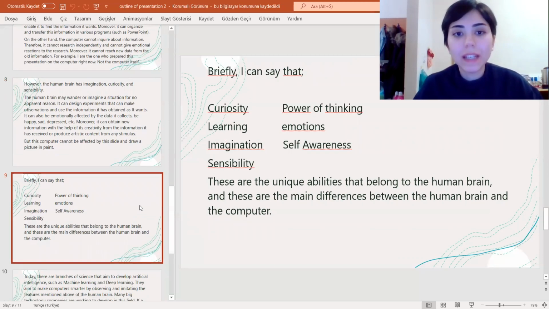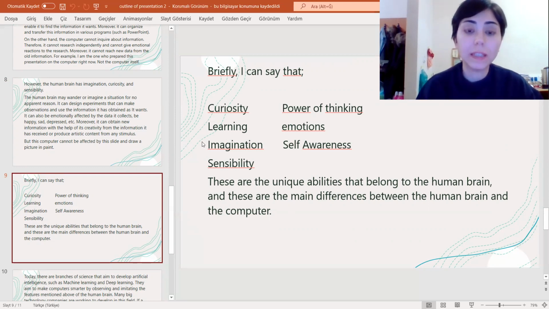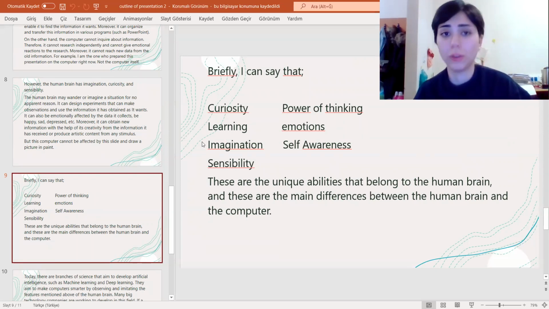So briefly, I can say that curiosity, power of thinking, learning, emotions, imagination, self-awareness, and sensibility are the unique abilities that belong to the human brain, and these are the main differences between the human brain and the computer.